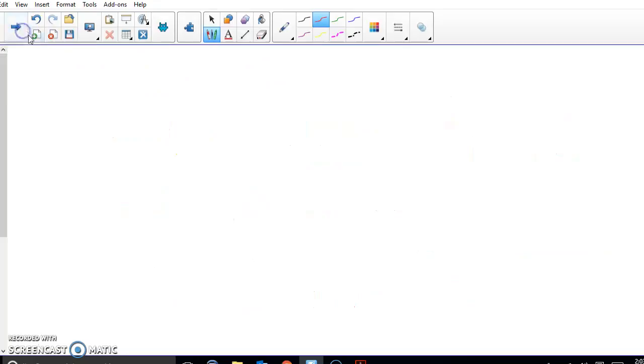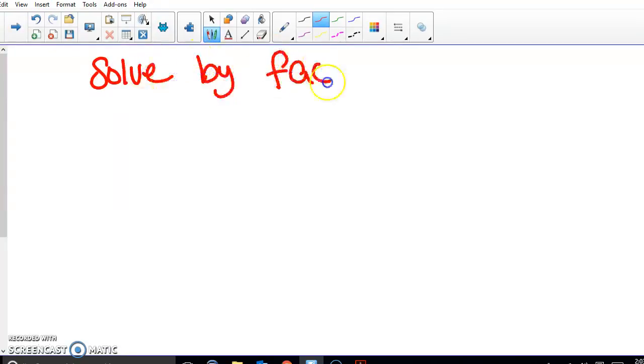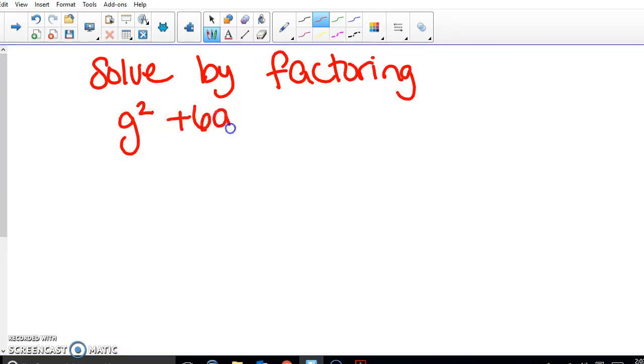Alright, so now we're going to look at solving some quadratics. So we're going to look at solving by factoring. So looking at the function g squared plus 6g minus 16 equals 0, we want two numbers that when we multiply them together we get -16. Those same two numbers when we add them together need to give us +6.